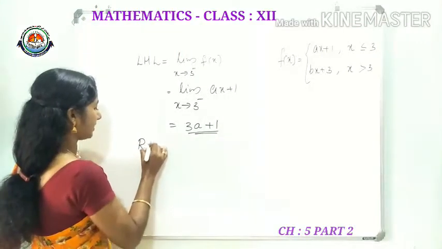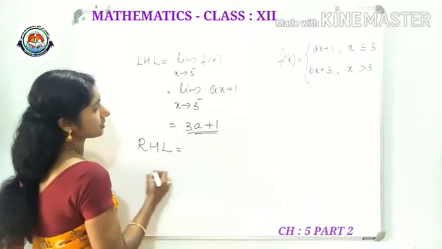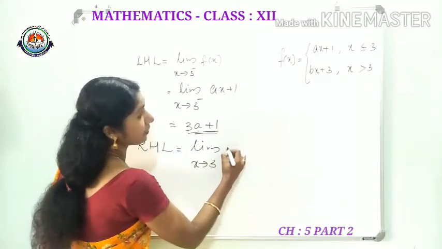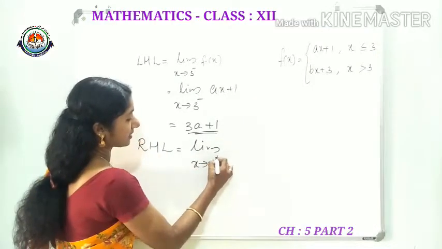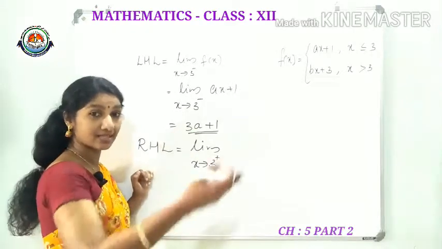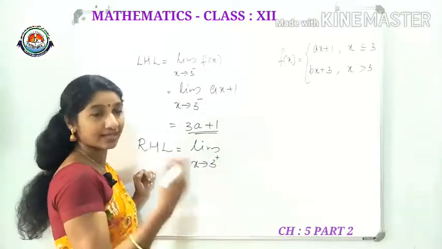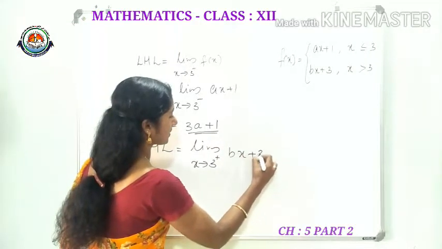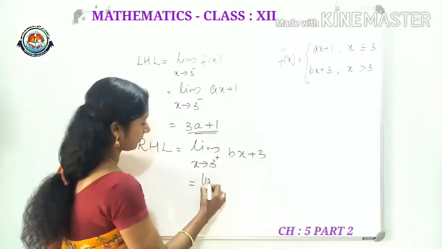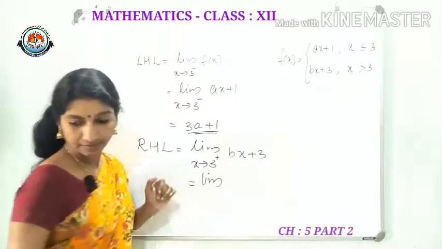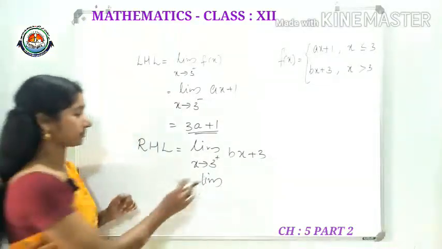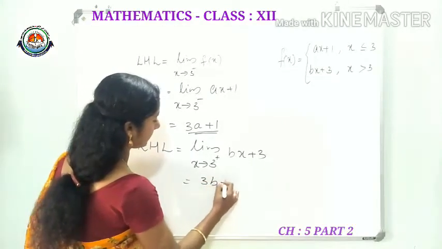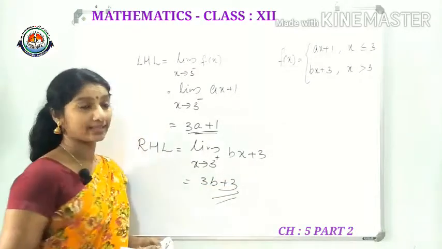In the same way, the right hand limit RHL is limit x tends to 3 plus f of x. On 3's right side, it is defined as bx plus 3. So we can find the limit, and it is equal to 3b plus 3, which is the right limit.